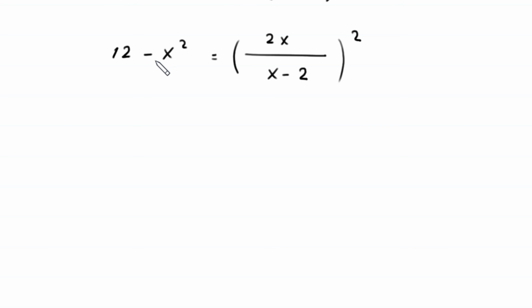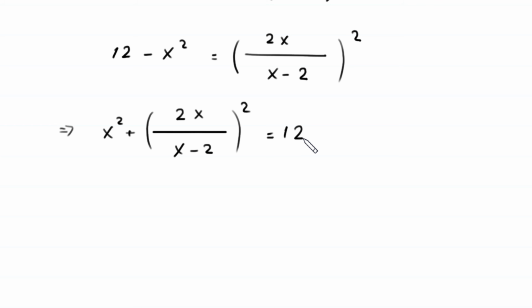Now we move this negative x² to the right hand side, then this implies that x² plus (2x divided by (x - 2))² is equal to 12. Now from here we suppose that let x is equal to a and 2x divided by (x - 2) equal to b.